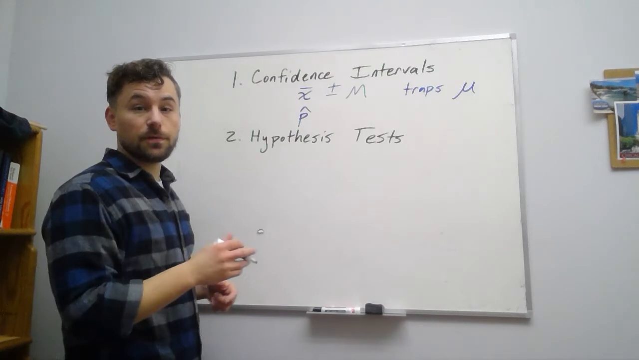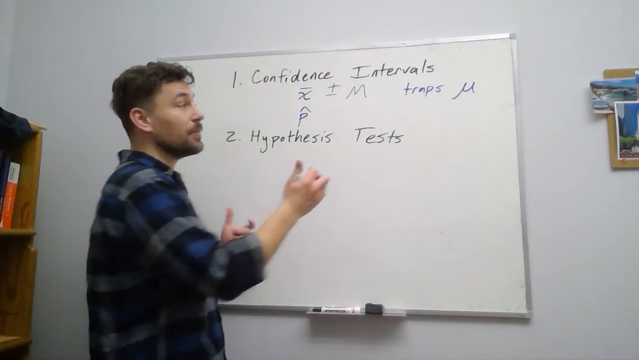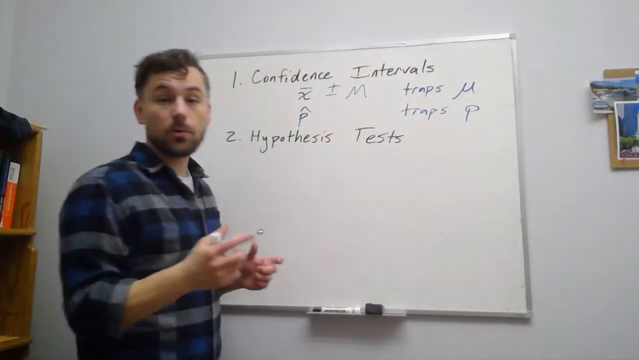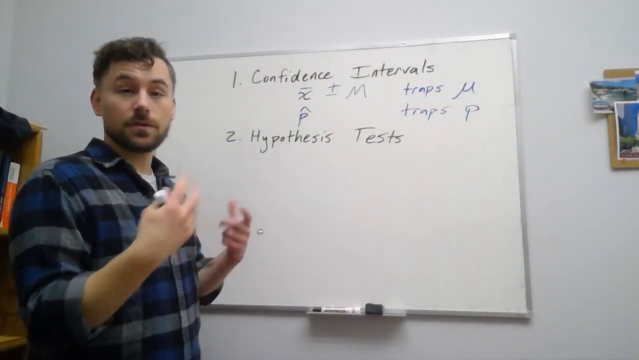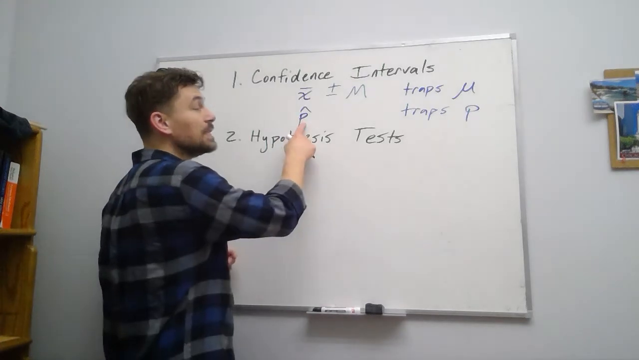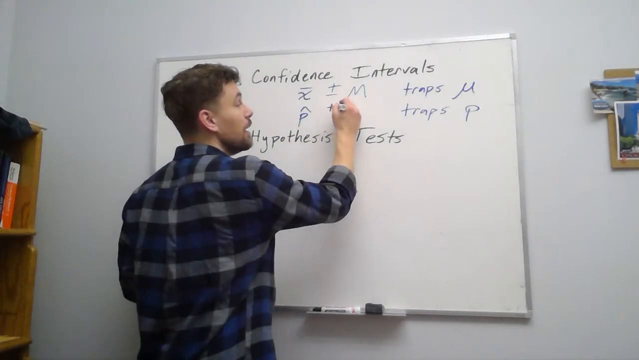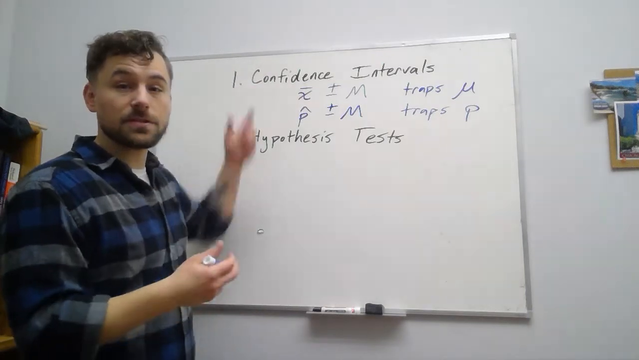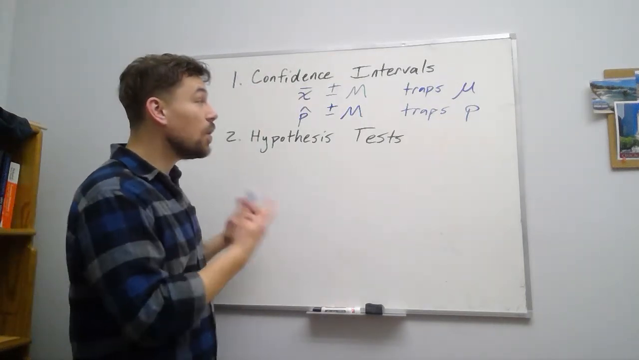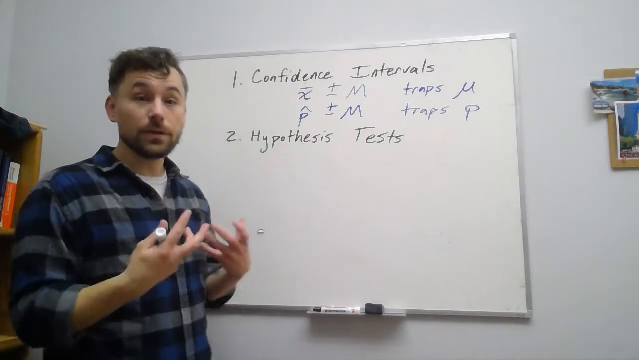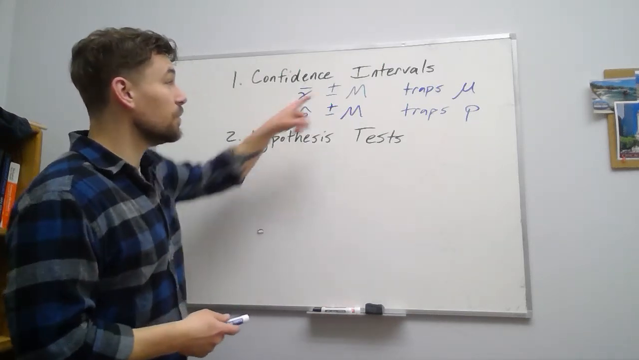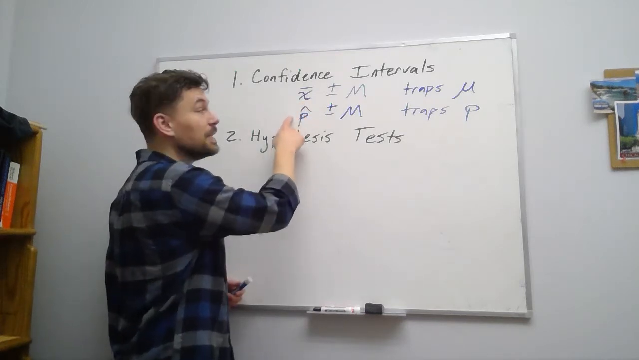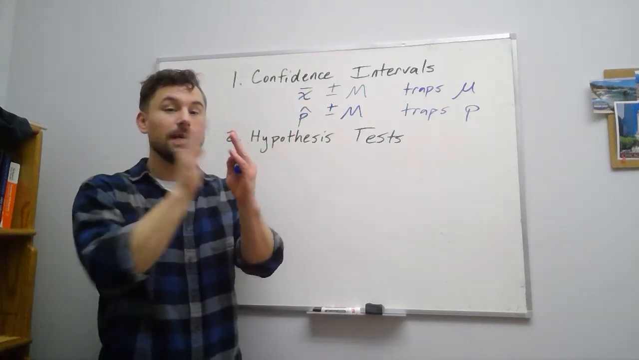The same thing is true for p and p hat. We're hoping to trap p, the proportion for the entire population, so the parameter. We take our sample, we get p hat, and then we say, well, plus or minus some margin of error, again with a confidence associated, and we say, hopefully that thing traps the real value, p. These are called intervals because we have a center point with our point estimate, and then we're building out in each direction.